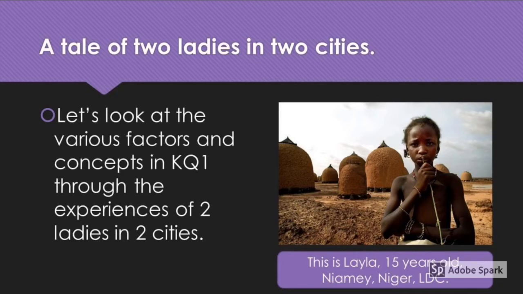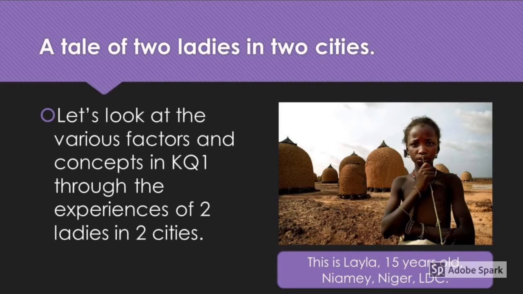So what we will look at is actually a situation where we will look at the various factors and concepts, in this particular case KQ1, through the experiences of two different ladies in two cities. So hopefully by giving you these two characters to scaffold, it makes it a bit easier for you to understand as well as to visualize why all these different factors affect them in different ways.